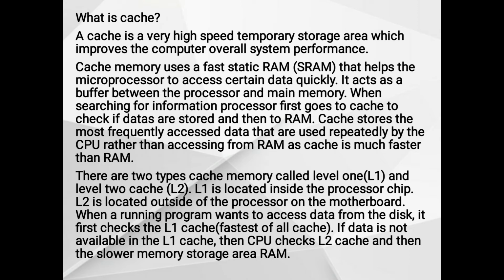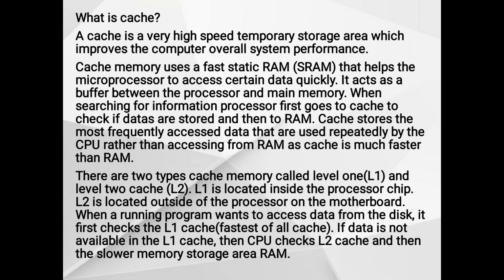What is cache? A cache is a very high speed temporary storage area which improves the computer's overall system performance. It is a very high speed storage area, but it is temporary. It does not store the data permanently. Cache memory uses fast static RAM, which was discussed in the earlier video. I provided a link for that. Static RAM, that is SRAM.